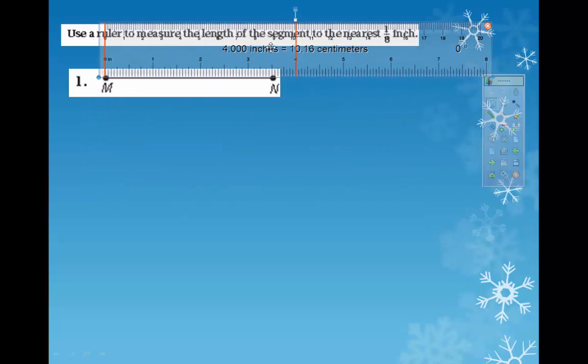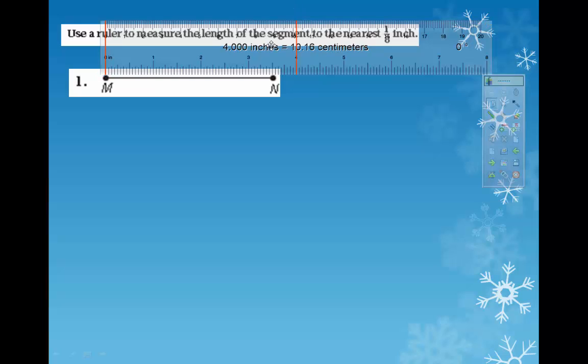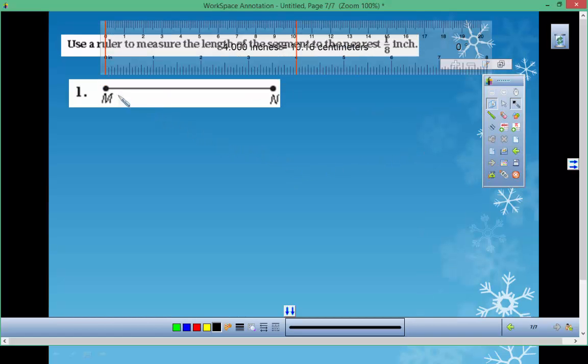So the point is, we could set one of the points up here on the 0 inch, and we just measure out this way. And it looks like to me it's 3.5 inches. The nearest eighth, though, let me use my pen here. There's an eighth right there, there's an eighth, there's an eighth right there.